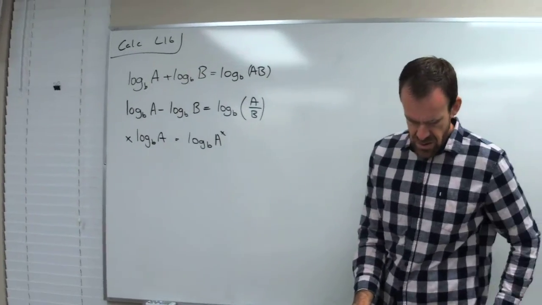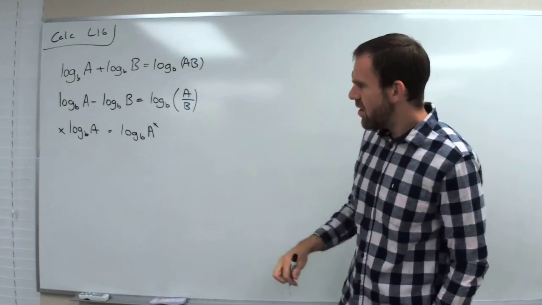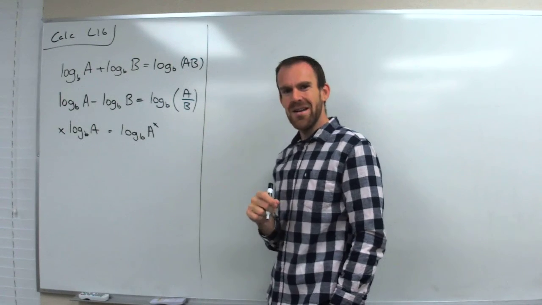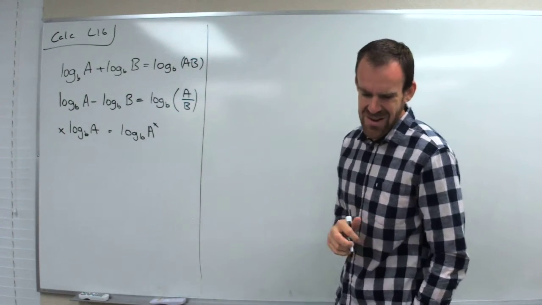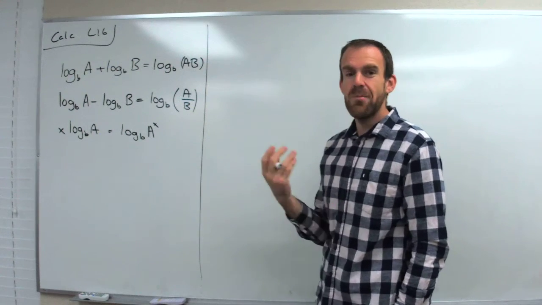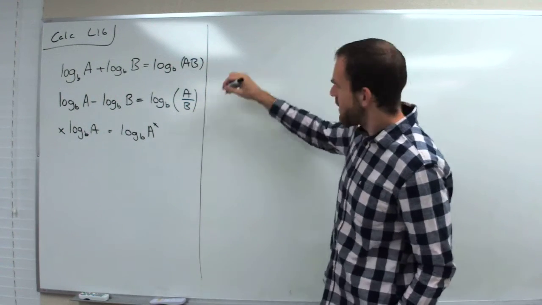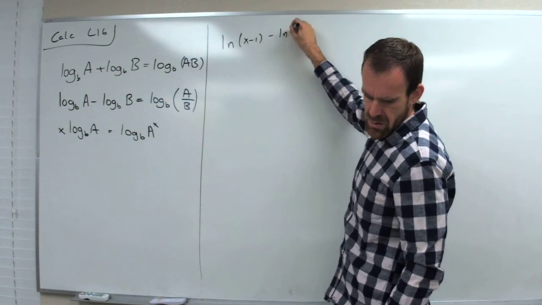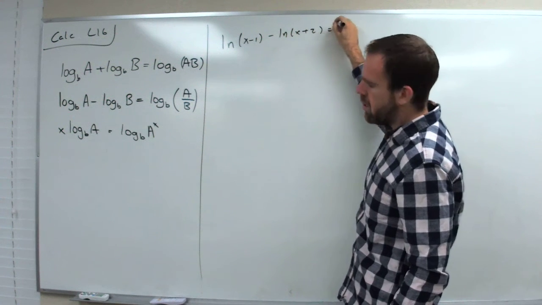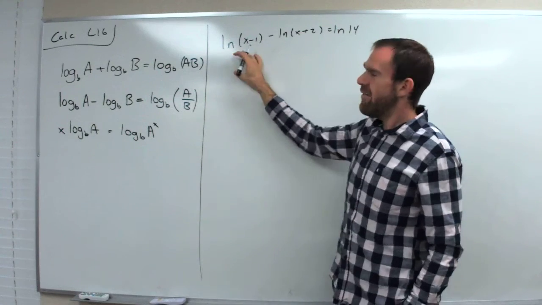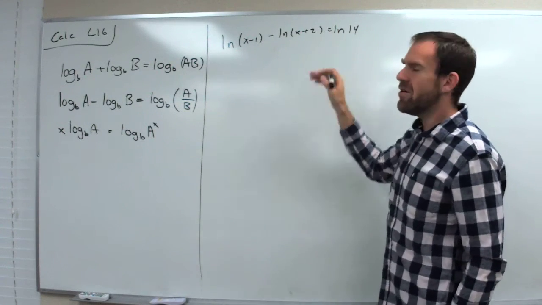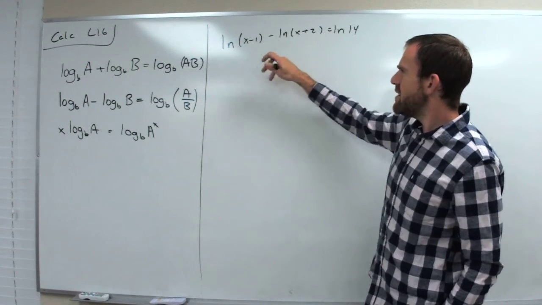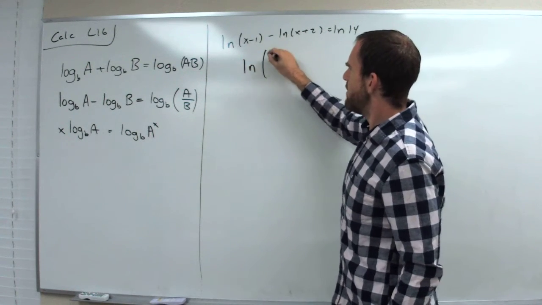Next, let's solve some logarithmic equations. Now, there are two types. There's one type where you have logs on both sides, like this one. This is the easier one. Okay, I have logs over here, I have logs over here. Remember, ln is log base e. I can combine these. Since it's subtraction, I will divide.